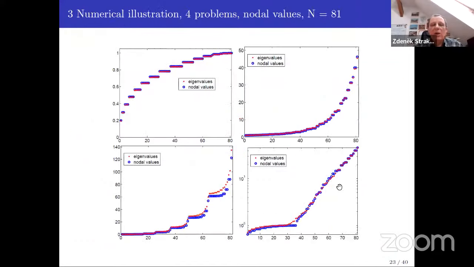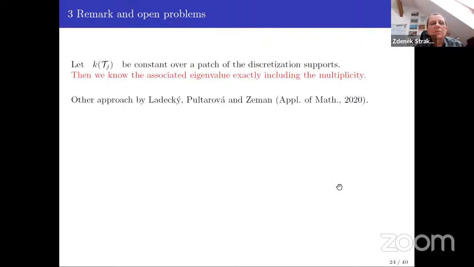Well, here are just pictures taken from the paper. There are a couple of other pictures. Simply it's just the illustration. It's clear that if you refine the discretization and the function K is only mildly changing through the individual supports, you will have very good estimates for the eigenvalues. Here you have all kinds of discontinuous functions, etc., etc.